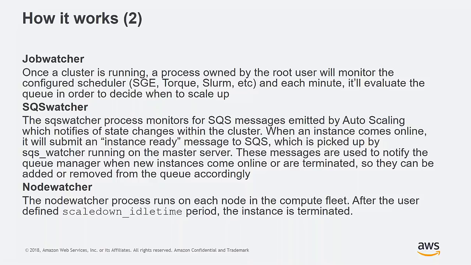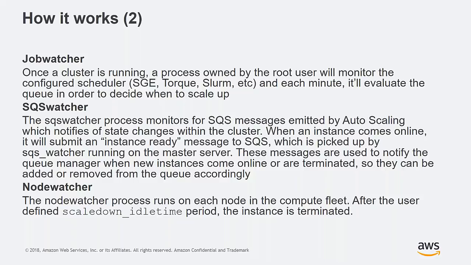The Job Watcher is a process that is owned by root, it's deployed automatically, and it runs on the master node. Each minute, Job Watcher evaluates the queue in order to decide when to scale up, and it does this no matter what type of job scheduler you use, Sun Grid Engine, Slurm, etc. The SQS Watcher process monitors the SQS messages emitted by the autoscaling group that notify of a state change within the cluster. For example, when an instance comes online, it will submit an instance ready message. These are used to notify the queue manager when a new instance comes online or is terminated. So the job scheduler can add or remove computing nodes to the queue according to these messages.